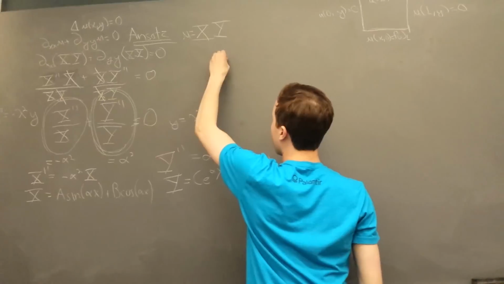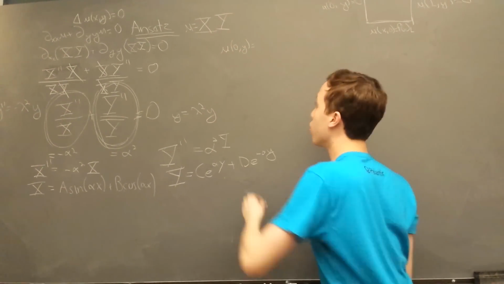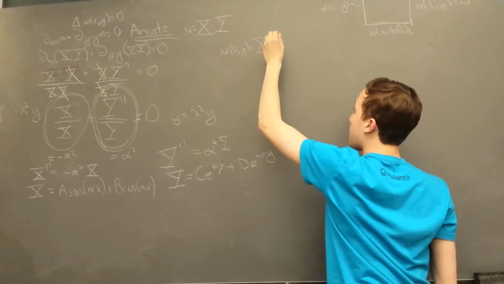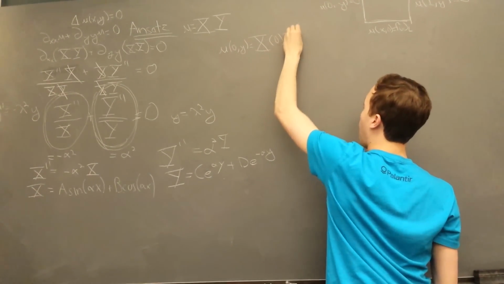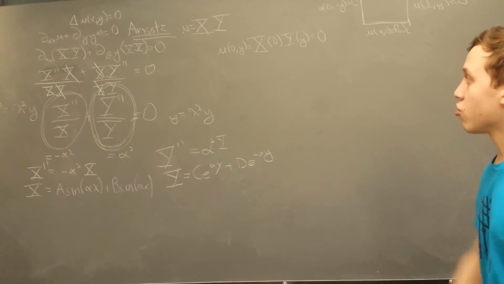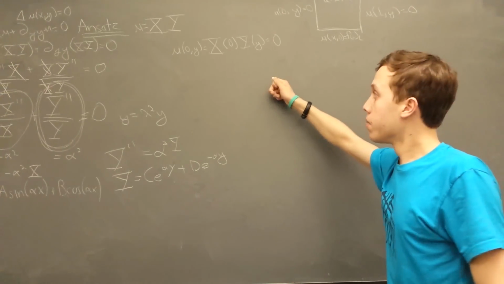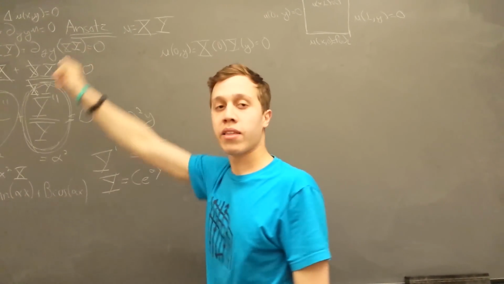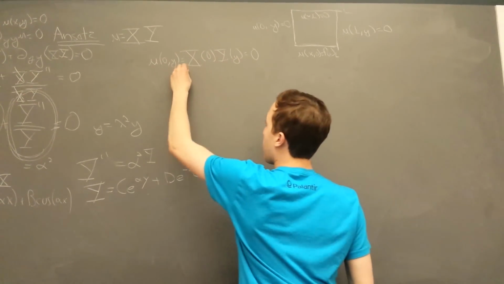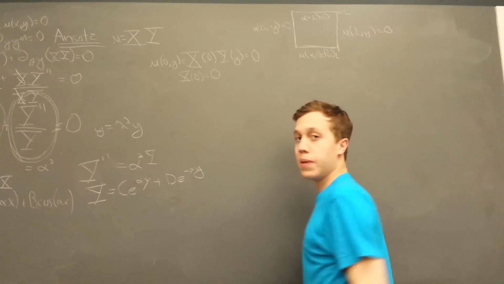Let's take a look. U of 0, comma y is equal to big X of 0 times big Y of y. And all that is equal to 0 by the boundary condition. However, we know that big Y of y cannot always be equal to 0 because that would make u equal to 0 and make the equation trivial once again. So from that we can conclude that big X of 0 must be equal to 0.